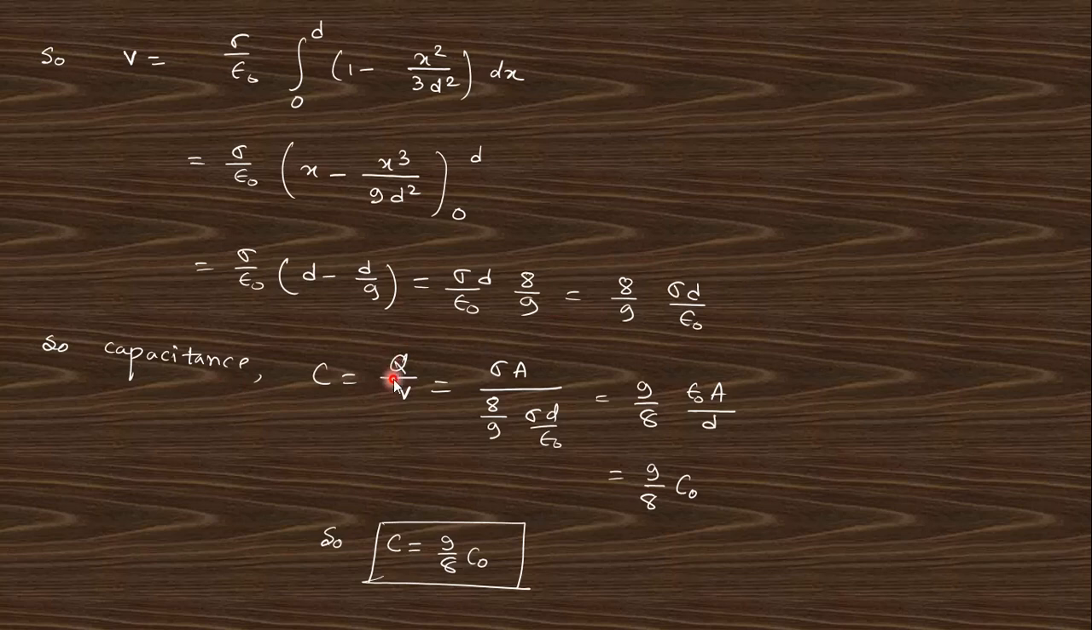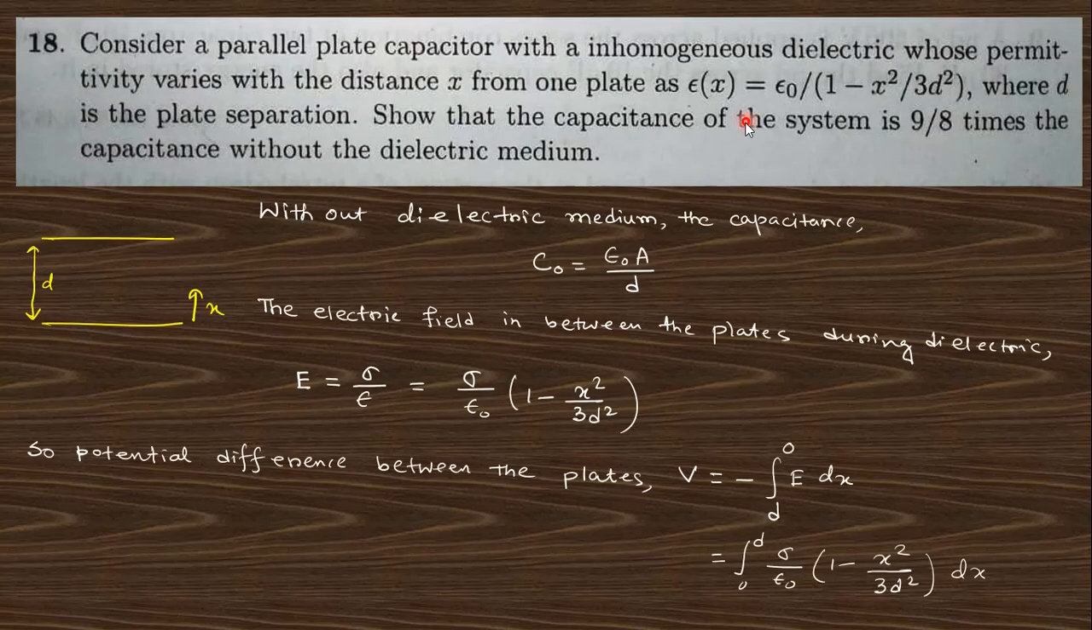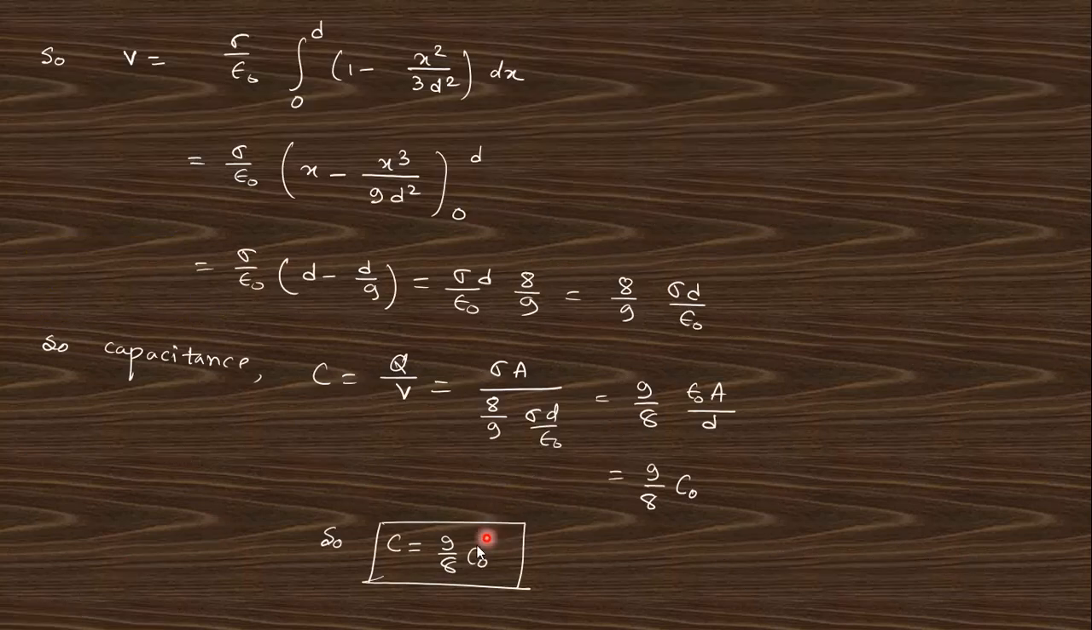So the capacitance will be equal to Q by V. Put this value, with sigma into A as the total charge, so sigma is the charge density and V is like that. You will get 9 by 8 epsilon naught A by d, which is 9 by 8 times C0. So you can see the capacitance will be 9 by 8 times its initial value, that means without the dielectric medium. I think it is clear. If there is any doubt or any correction, you must comment in the comment box.